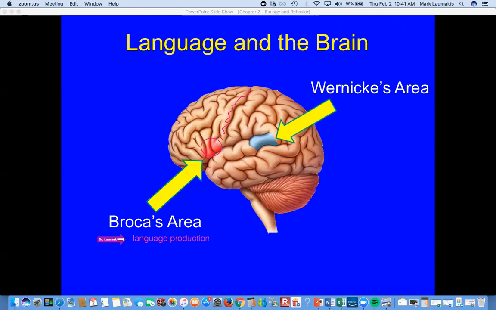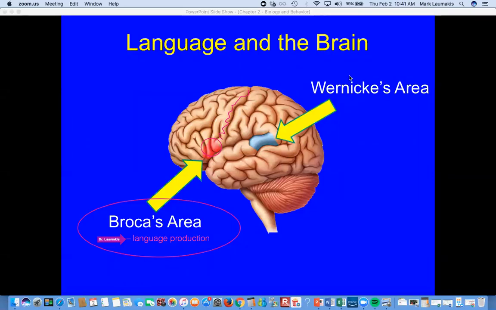So we will come back to this later on in the course when we take a look at language development, and we'll talk about 2 forms of aphasia, right? Because you can imagine what could happen here if you were to damage, let's say, Broca's area.